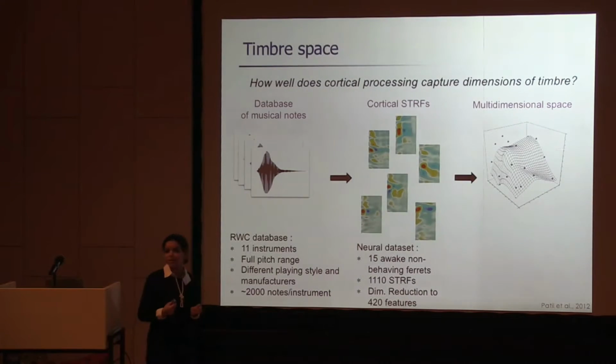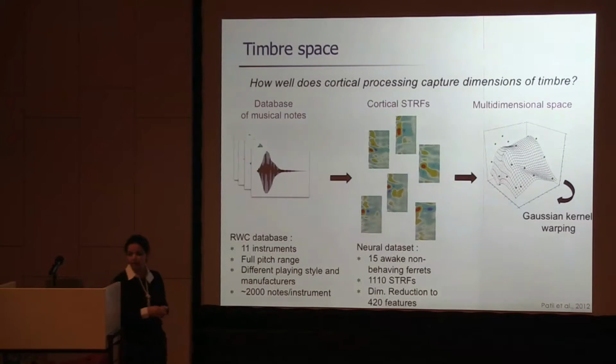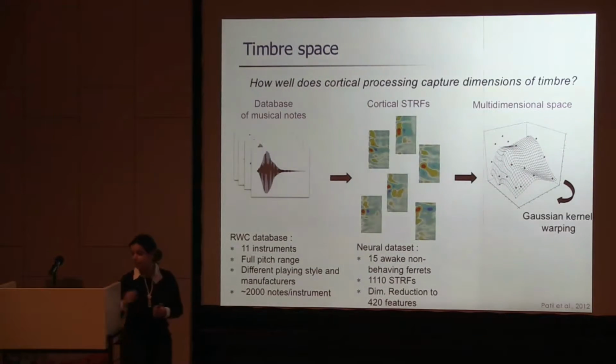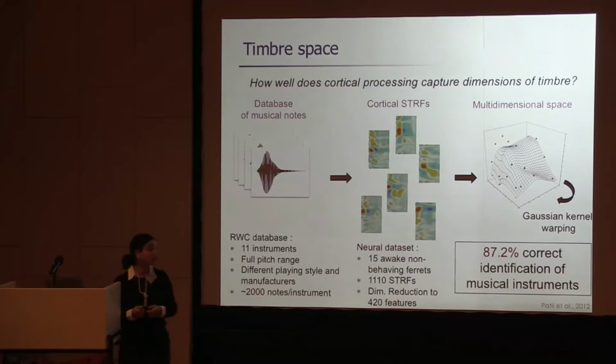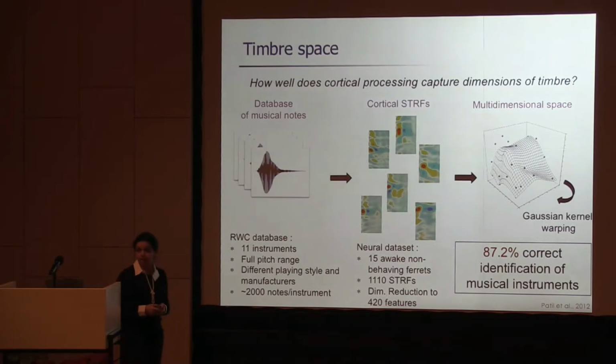Now comes the limitation of machine learning. We're dealing with a very high dimensional space. How are we going to do this? So we reduce this space to 420. We chose that because it gives us the most variance in this space. We also had to add a Gaussian kernel warping. It's basically a nonlinearity that we add on this space. And so when we ask the question, how well can we identify musical instruments, we're able to do that with an 87% accuracy, which was quite encouraging.